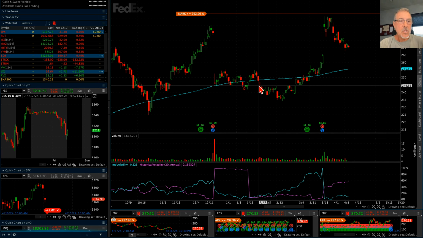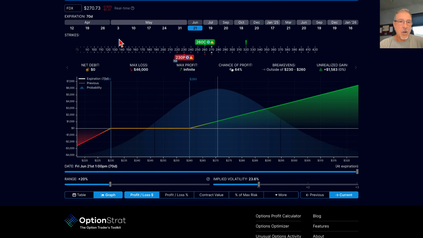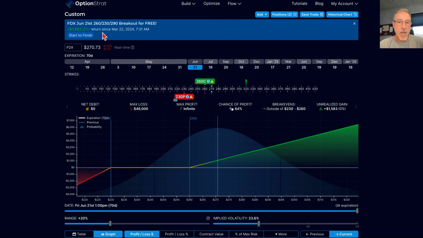So using optionstrat, going back to when this trade was very first opened, this was back in, it's a June 21st expiration. This was opened back in March. My premise at the time was that FDX was not going to go significantly lower. So I did this particular trade, which I call a breakout for free.